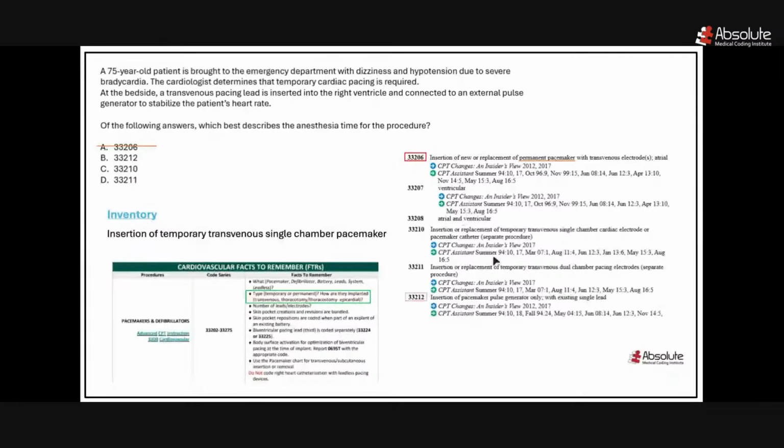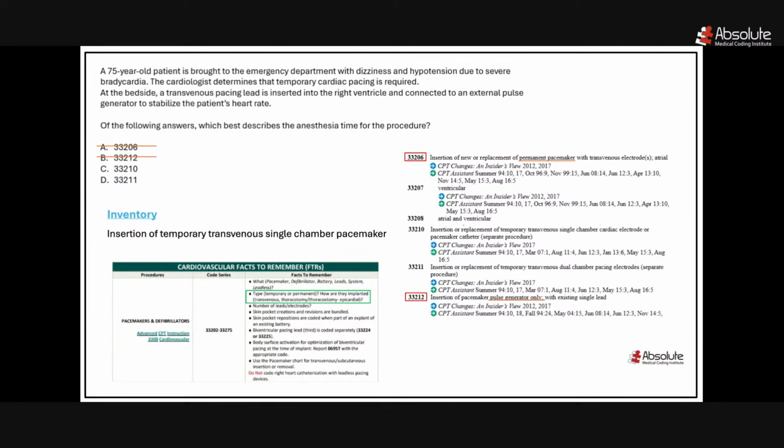Let's look into the next one. Next is 33212, which codes for an insertion of a pacemaker pulse generator only, right? We are not looking at an insertion of a pulse generator alone. It's an entire system that has been placed, right? So that makes option B also incorrect. Let's look into the next two. We are left with option C and option D.